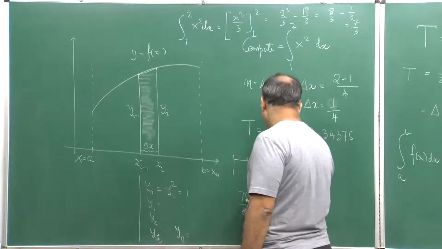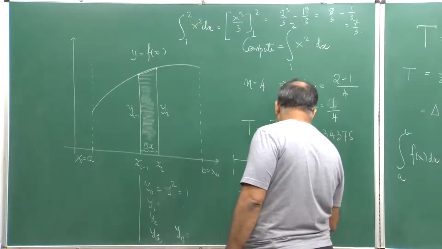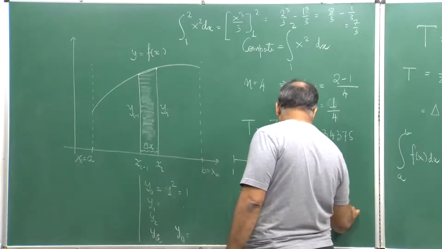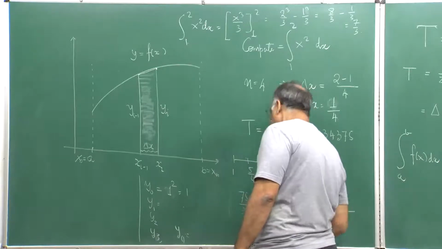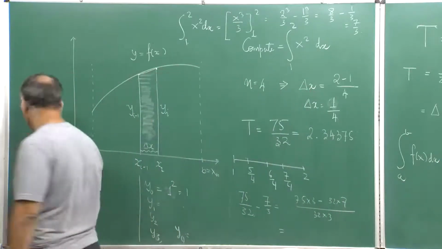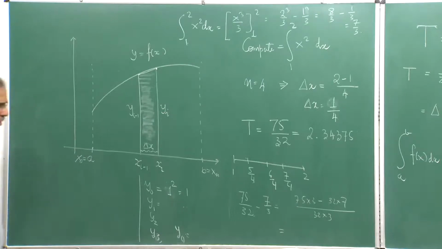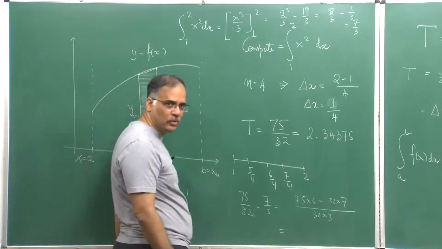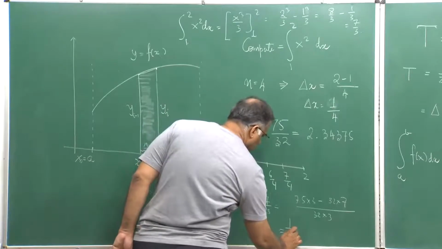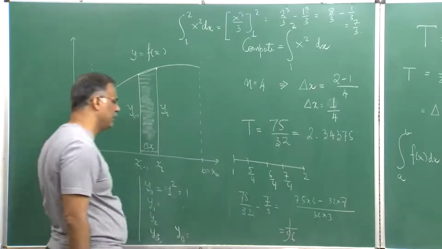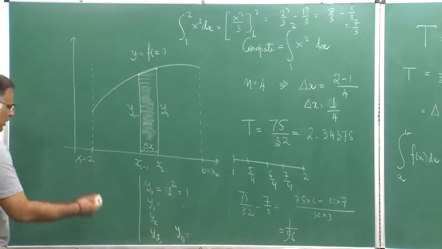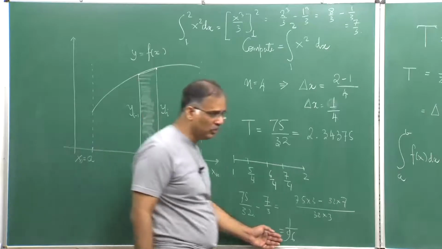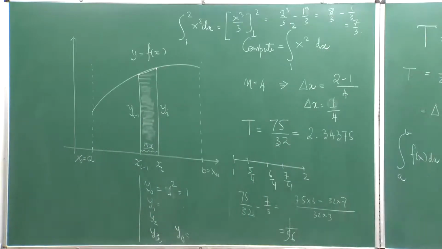So, 75 into 3 minus 32 into 7 divided by 32 into 3. I think the computation comes to 1 by 96. So, it is 1 by 96, and basically now this is my error. You see the error is pretty small, not very large. Maybe you can improve it by taking more points.